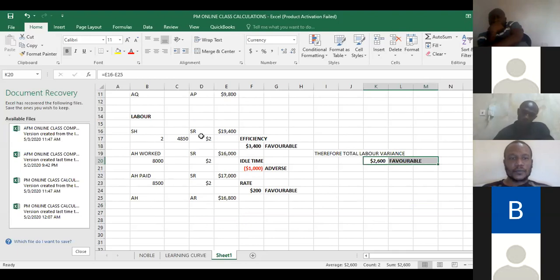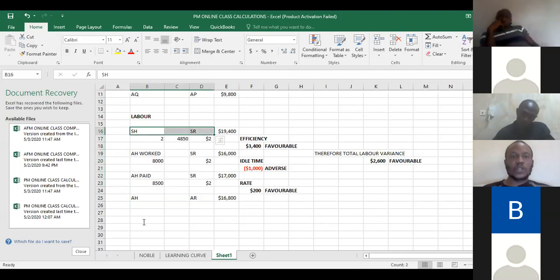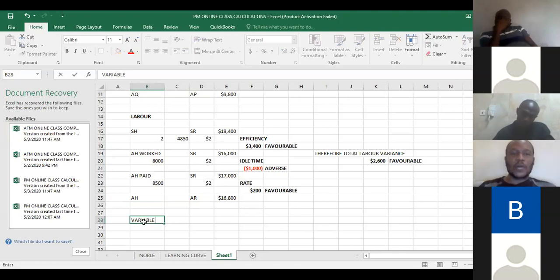Our variable production overhead won't have idle time. Idle time is only calculated for labor, and it's only the hours worked that we are going to use. So for variable production overhead, do you still use budgeted hour? No, we don't need that for variable. It's for fixed that we need budgeted.